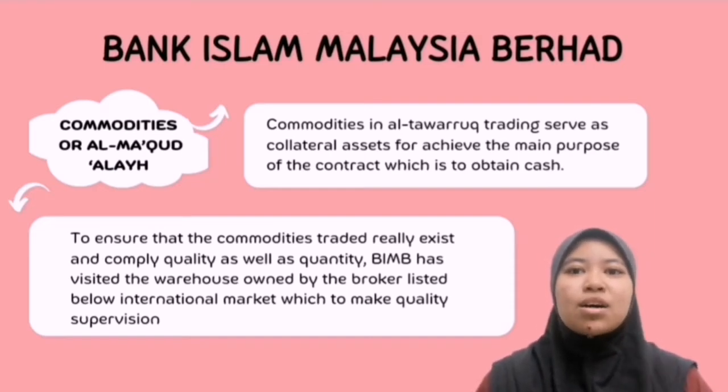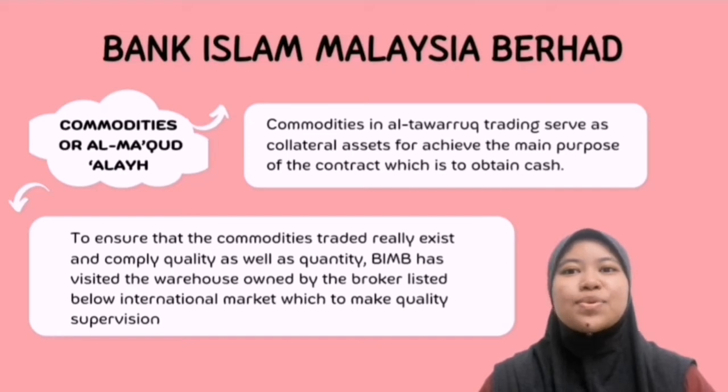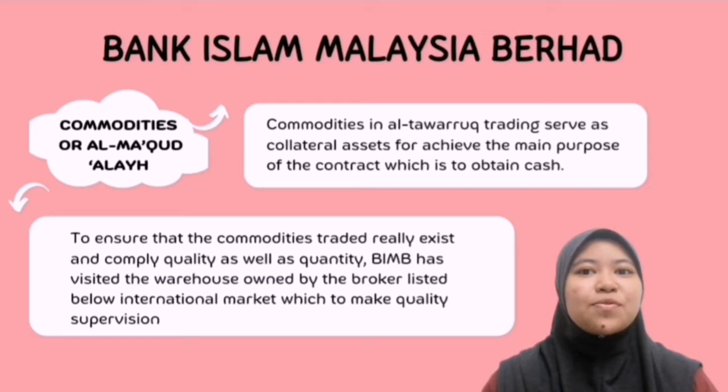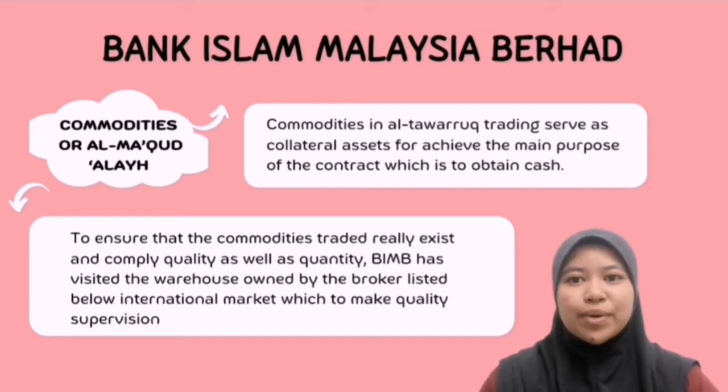The instrument of al-tawaruk works in a way that the bank sells the commodity to the customer, and after buying it, the customer will appoint the bank as its representative to sell the commodity to a third party. Proceeds from the sale of the commodity will be handed over to the customer for Shariah-compliant expenditure purposes.